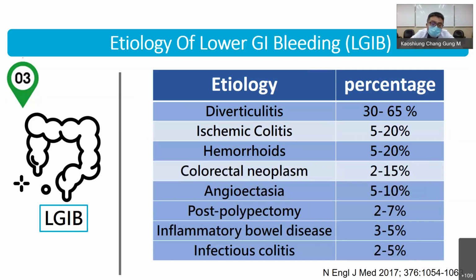How about the etiology of low GI bleeding? As the table says, about half of patients have diverticulitis and diverticulum bleeding, followed by ischemic colitis, hemorrhoid bleeding, or colorectal cancers, angiectasia, or patients just post polypectomy bleeding. Less common are IBD or infectious colitis, like salmonella colitis, like that.